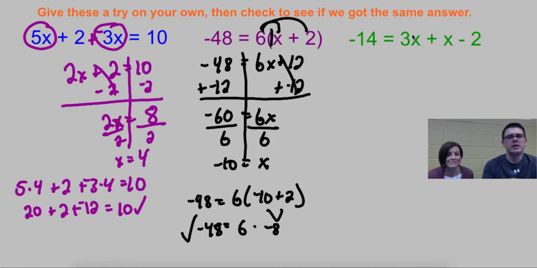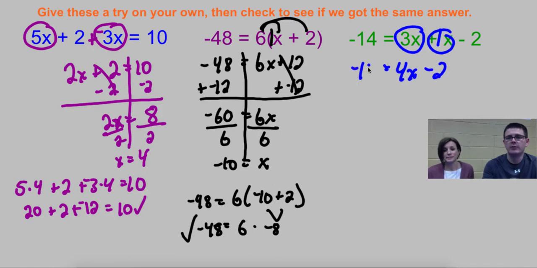All right, last one. No distributive property, but I do see some like terms that I can combine together. So 3x and 1x is 4x minus 2 is equal to negative 14. They subtracted 2, so I'm going to add 2.